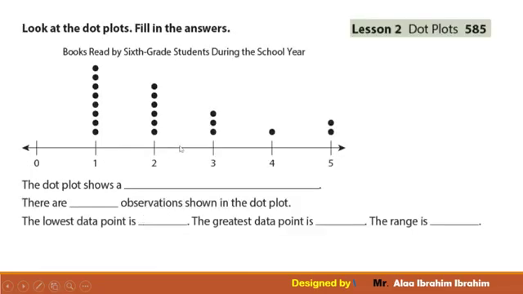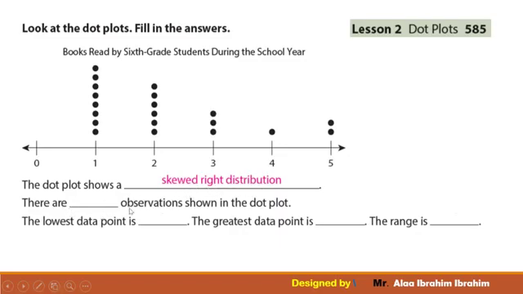Now we're going to look at another dot plot, fill in the answers. We're dealing with this dot plot, read by 6th grade students during the school year. What do the dot plots show? This is a right-skewed distribution. Why? Because I have a few values here on the right, spread out to the right, and the tail is to the right. So this is a skewed right distribution.